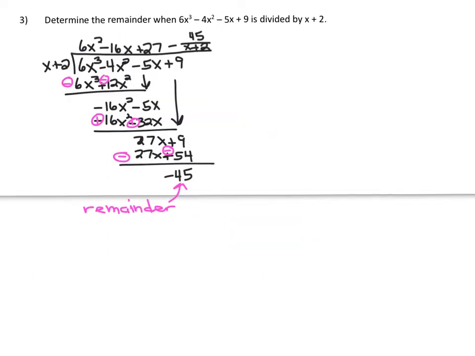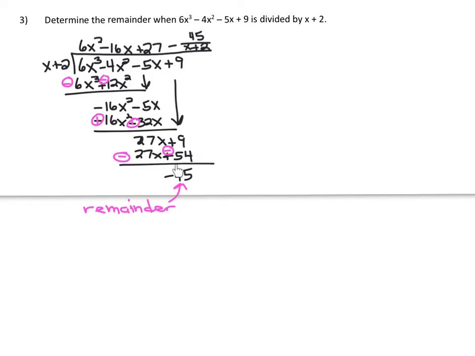All right, so if we take a look at number 3, it says to determine the remainder when this expression is divided by x plus 2. Now, I'm not going to go through it this way. I showed my work. I took my expression and I divided it by x plus 2. And I did the work the same way I did in numbers 1 and 2.